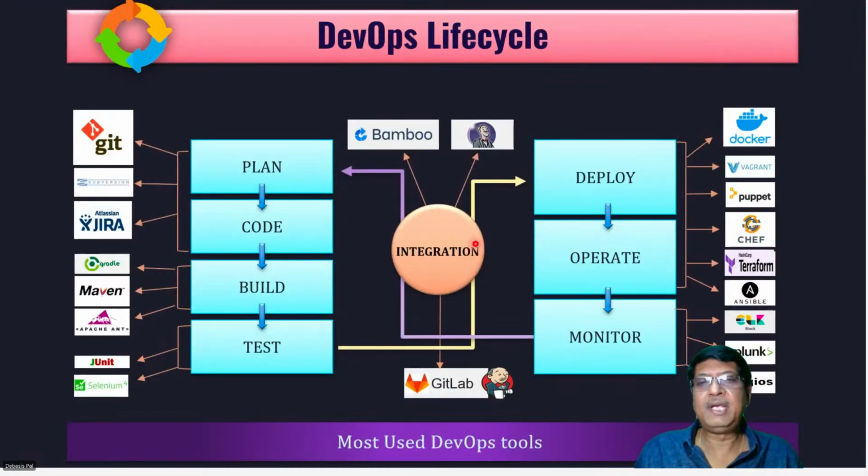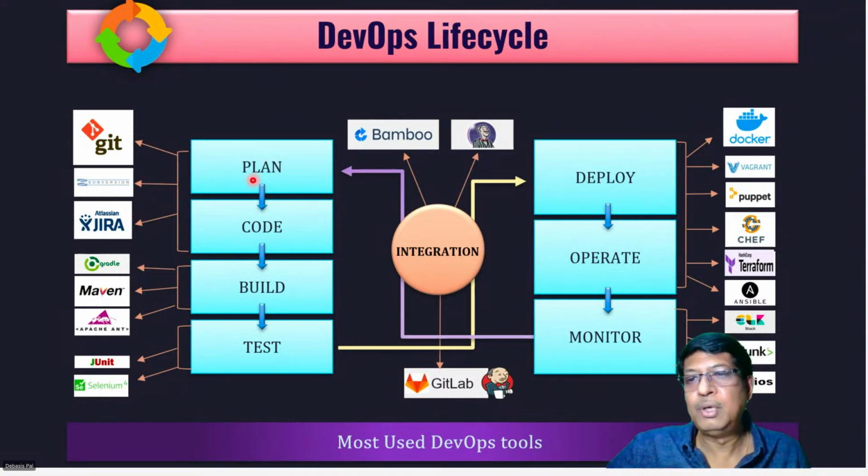So this is a very interesting diagram that we see. This is the DevOps life cycle: plan, code, build, test, and deploy, operate, monitor. You see, there is a pipeline flowing between plan, code, build, test, deploy, operate, and monitor. And again, going back to monitor from plan, this is continuous integration and continuous deployment and delivery. These are the various tools.